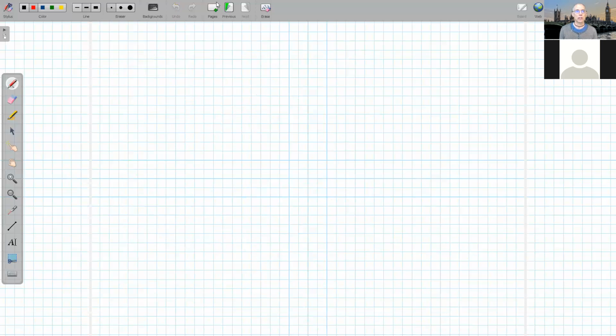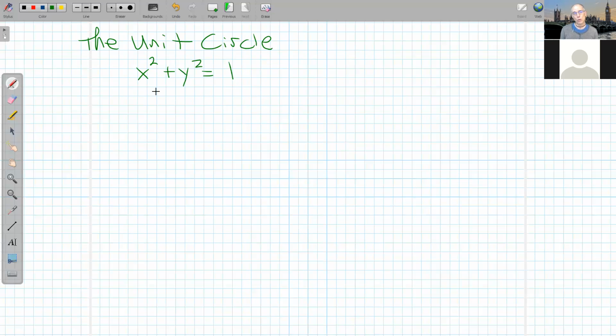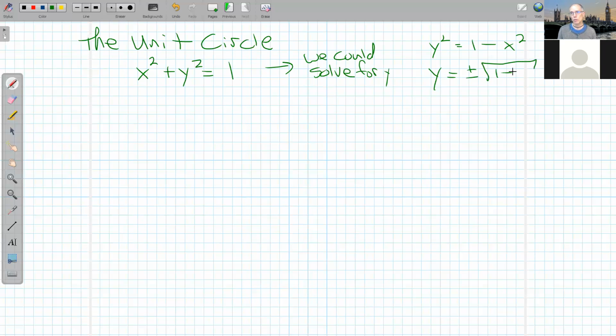Okay, so the simplest example is the unit circle. We'll encounter one in a minute. The unit circle equation is x squared plus y squared is equal to 1. Now we could solve for y. If we do that, we subtract the x squared over, so we get y squared equals 1 minus x squared. Then we take the square root of both sides, so y would be plus or minus the square root of 1 minus x squared.